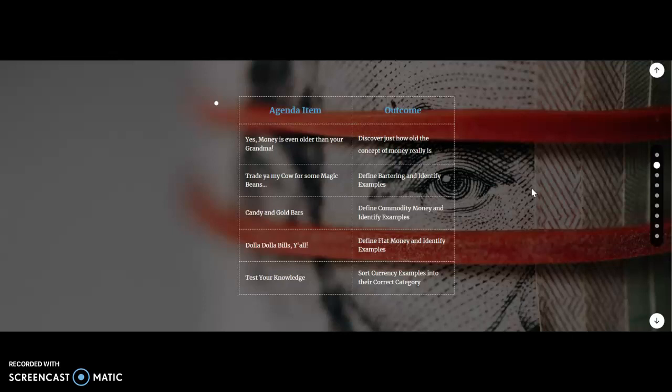Candy and gold bars, those are some examples of commodity money. We'll define that as well. And of course, lastly, the money that we use today, fiat money. We'll identify some examples and finally, test your knowledge by sorting some currency into their correct category.